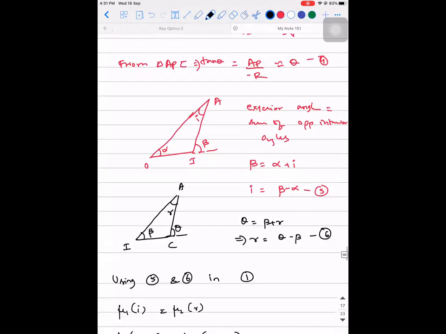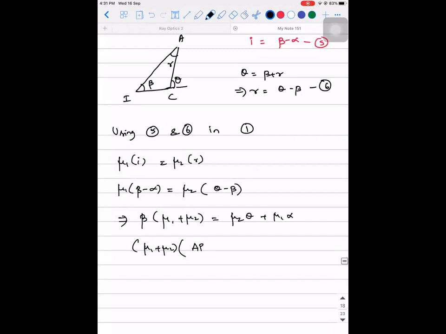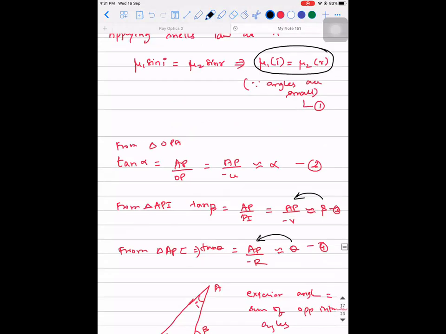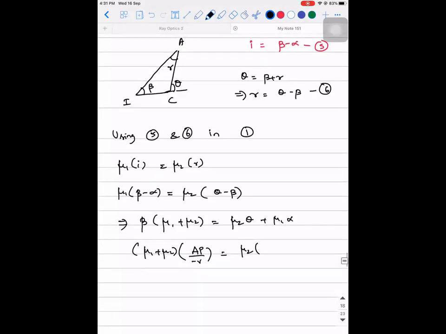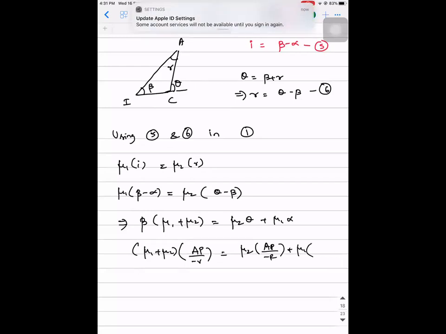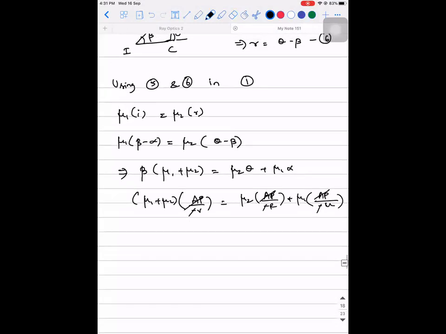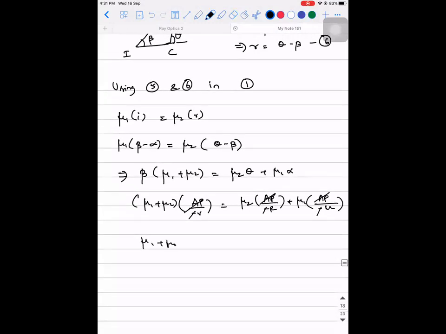AP by minus V is equal to mu2 into what is theta? AP divided by minus R, minus R, plus mu1 into alpha is AP divided by minus U. So minus is cancelled. AP is cancelled. Mu1 plus mu2 divided by V is equal to mu2 by R.